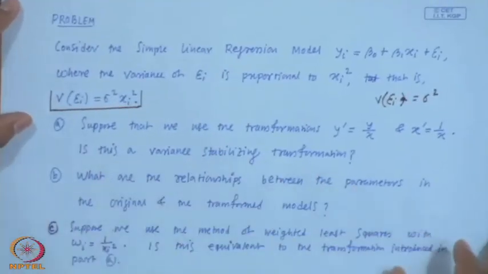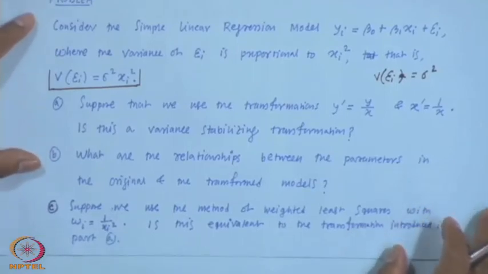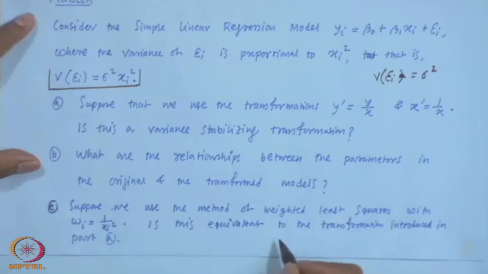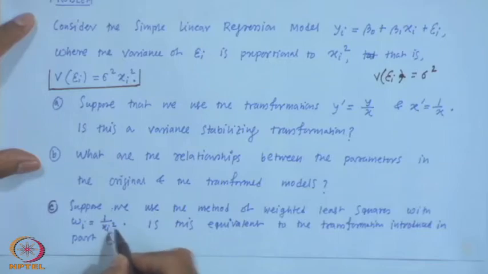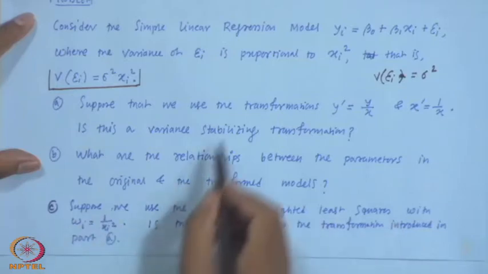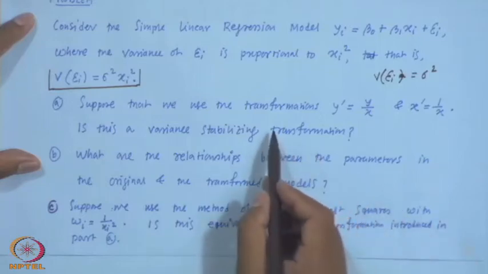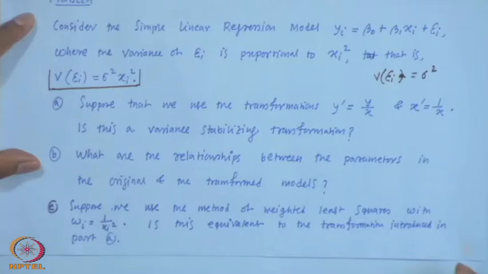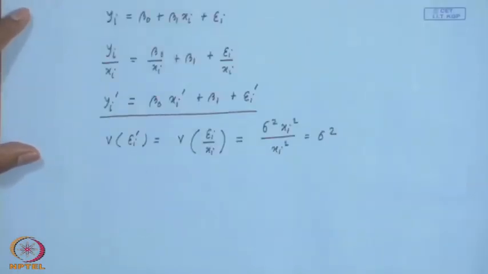Next, the next problem is that suppose we use the method of weighted least squares with wi equal to 1 by xi square. Please recall what is weighted least squares. Is this equivalent to the transformation introduced in part 1? I mean, considering weighted least squares with this weight, is it the same as the transformation we considered in part 1? So, that is the question. So, you have to recall what is weighted least squares. Okay, let me solve this problem.